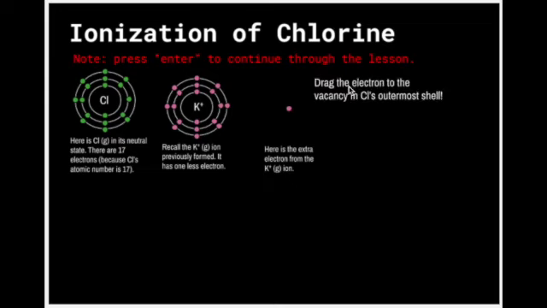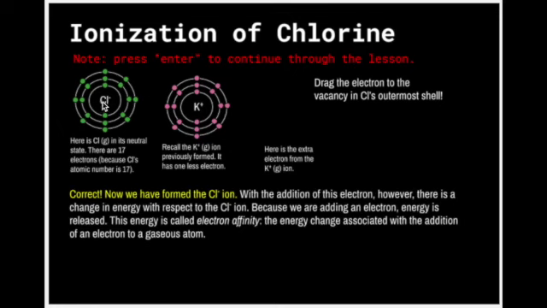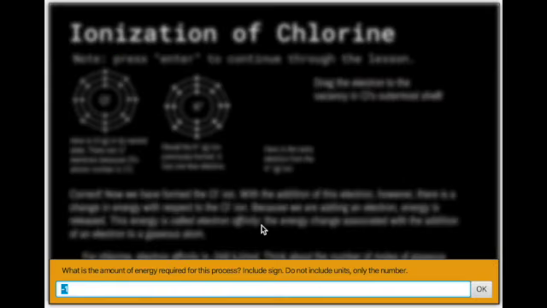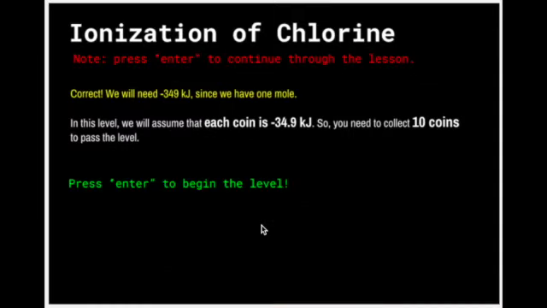Then it's asking me to drag this electron to the vacancy in the chlorine shell. I can drag it everywhere until I get to the vacancy, at which point it locks, forming a Cl- ion. And that is explained here. Then it talks a little bit about the energy change associated with the addition of this electron, which is called electron affinity. And then it's asking for what that is, which was -349. Once you get that, it asks you to begin the level by pressing enter.